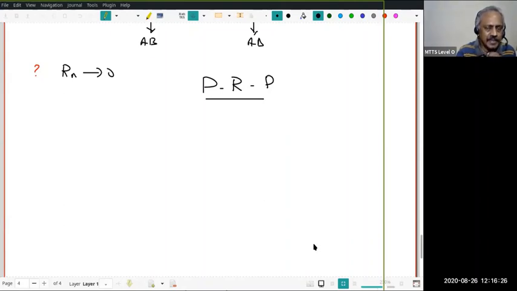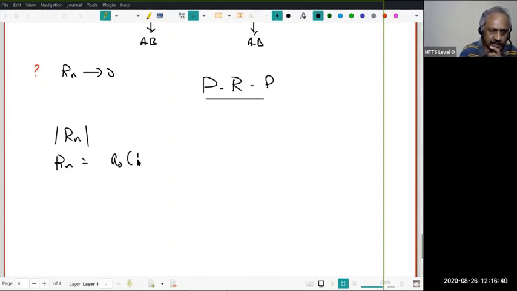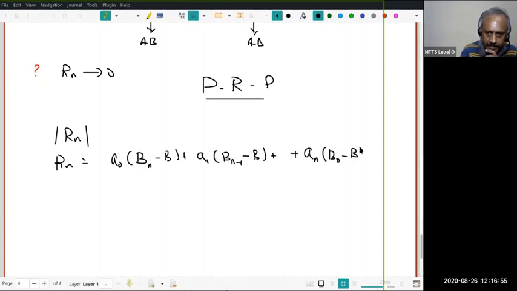So what does this mean? This means I have to estimate mod R_n. Yeah, you need to estimate this, right? Now let's look at R_n. What is R_n? This is a_0 b_n minus b plus a_1 b_{n-1} minus b plus ... plus a_n b_0 minus b. It's easy. Remember, these two should add up. Is it okay? Now something very interesting happens.